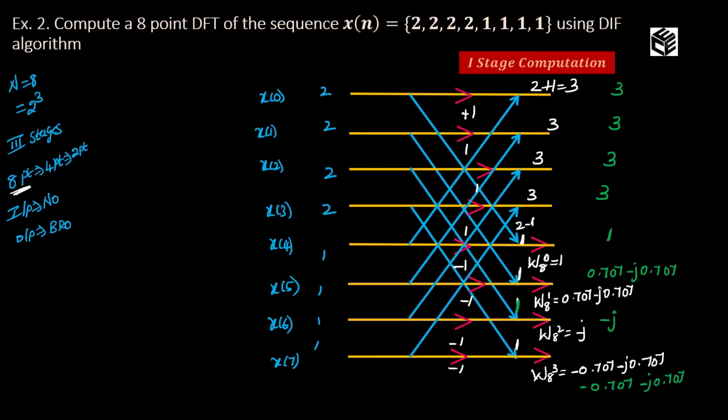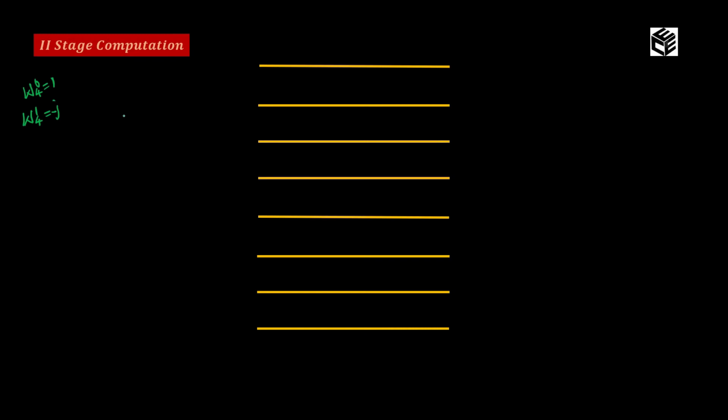I am going to give the output of the first stage as an input to the second stage. So in the second stage, what are all the parameters we need to know? We are going to use 2 twiddle factors here, which is W4 bar 0 whose value is 1, W4 bar 1 whose value is minus J. So my lines are like this. Here I am going to give the output of the first stage, which is 3, 3, 3, 3, 1, 0.707 minus J 0.707 and minus J, and here it is minus 0.707 minus J 0.707.